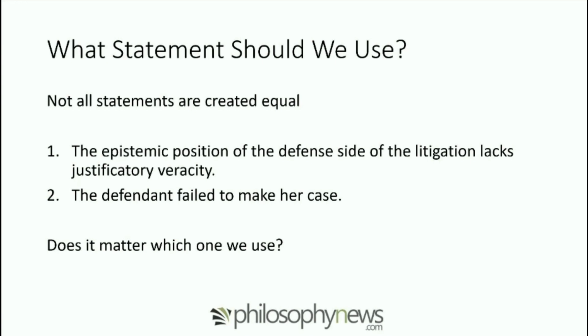The first one, the epistemic position of the defense side of the litigation lacks justificatory veracity. Now, when you read or look at that sentence, it's complicated. There's a lot of big words. A lot of people probably don't know what those words mean, or if they do, it just seems like an overly complicated way to express that truth. The second statement, the defendant failed to make her case, that's much simpler. It uses smaller words. It's a shorter sentence.